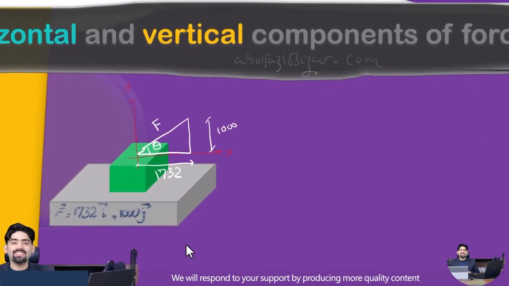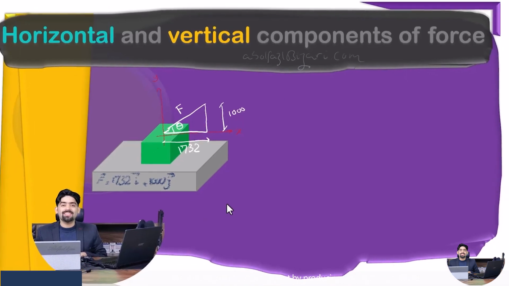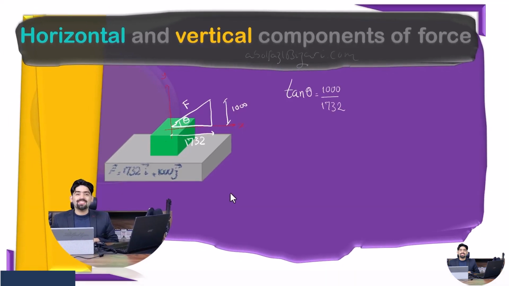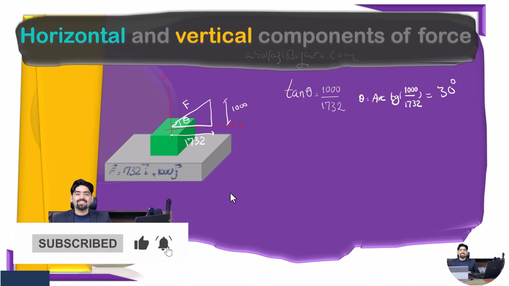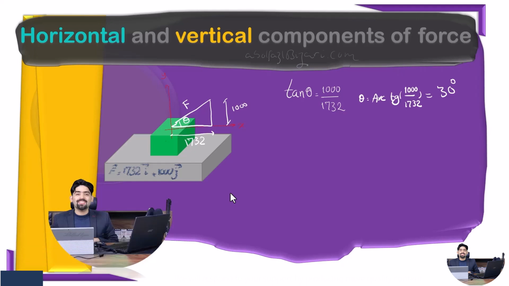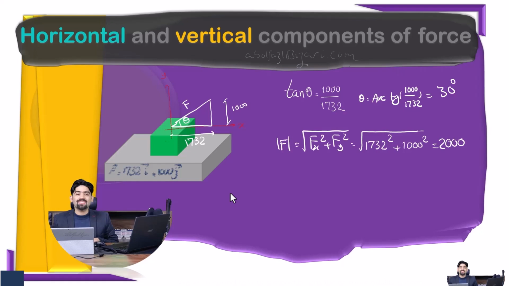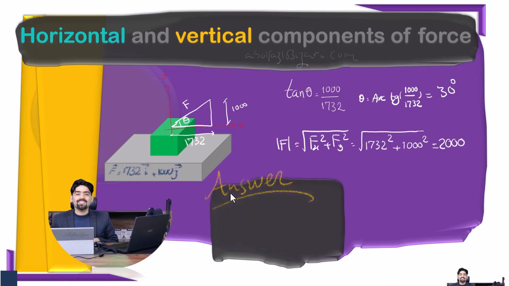The problem again becomes a triangle problem. The tangent of theta is the opposite side to the adjacent side. If we take it, the angle will be 30 degrees. In order to obtain the resultant, according to our previous educational video, we use the Pythagorean theorem. The resultant is 2000 Newtons. The answer is theta is 30 degrees and the resultant vector is 2000 Newtons.